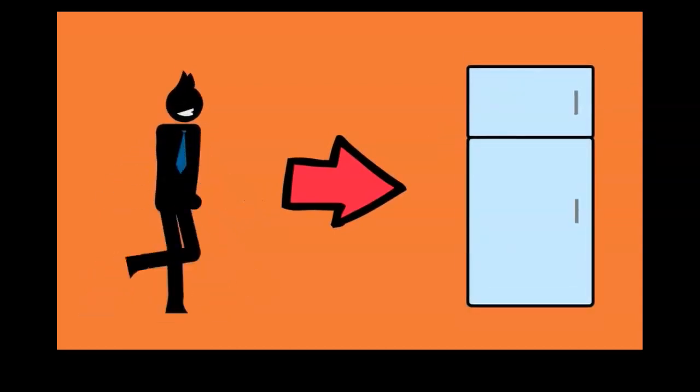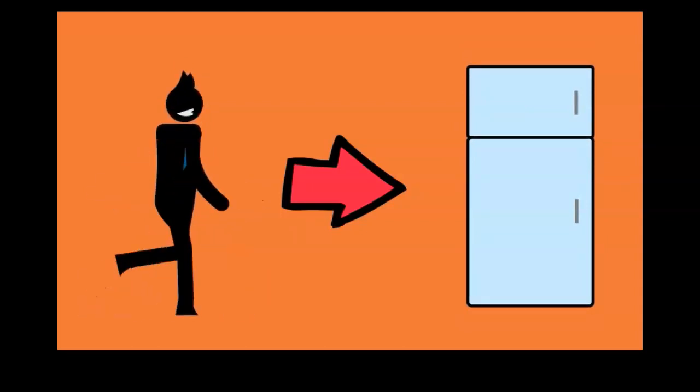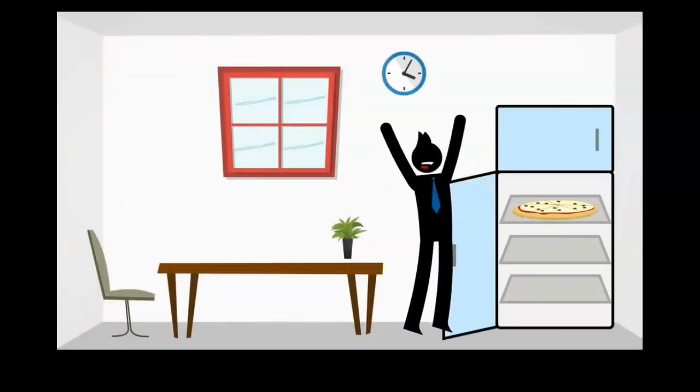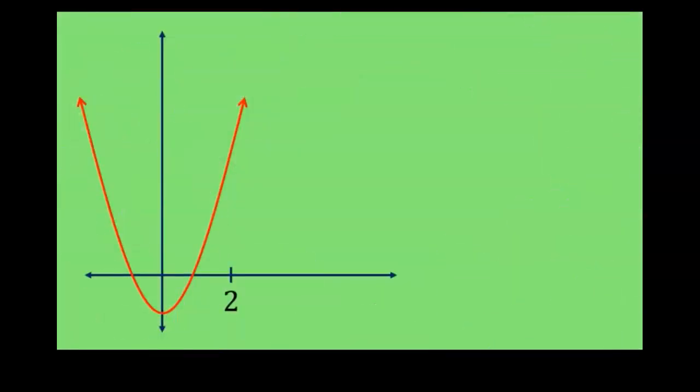They would be confident in their description because as you keep walking, you are getting closer and closer to where the fridge is located. This example is the same thing we want to do with functions. When we take the limit of a function, we are describing where they are going. Let's see an example of this with the function 3x squared minus 1.